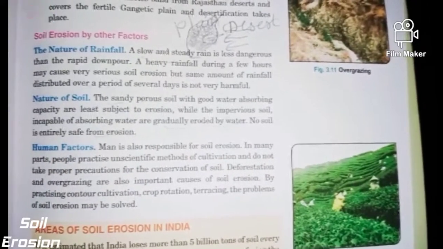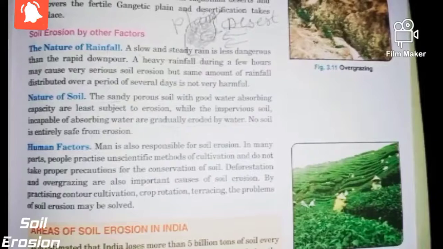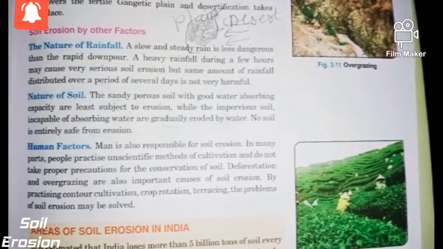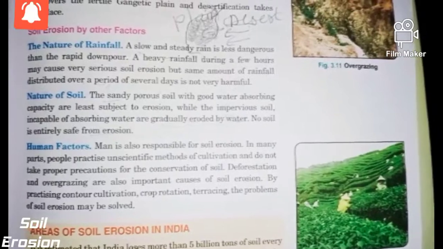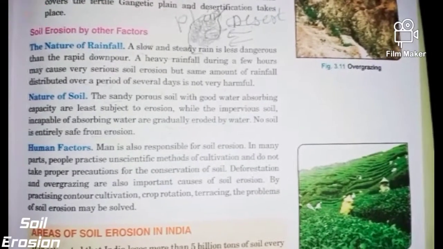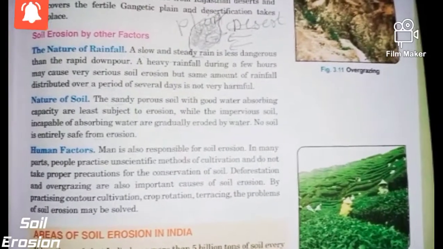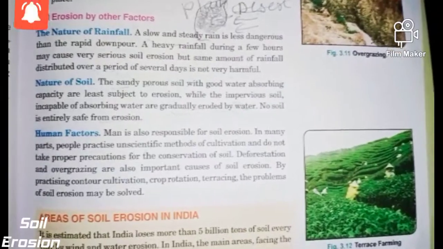This means what? The rate of erosion will be slow or fast, but there is no soil in the world that is safe from erosion. Erosion will definitely take place in all types of soil, whether it is sticky or loose, but the rate of erosion will be slow or fast.